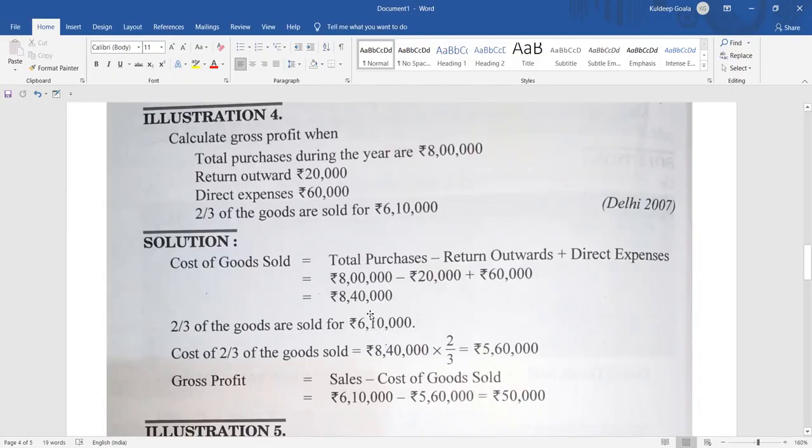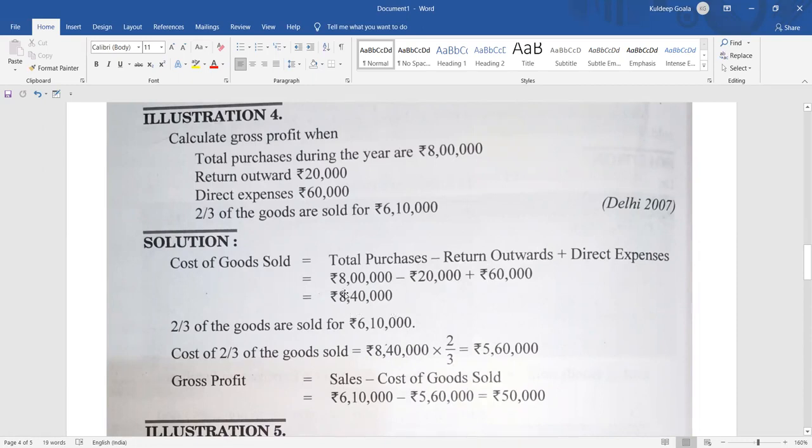So what things are we getting? Purchases and direct expenses. So cost of goods sold equals total purchases minus return, because we have to take the net purchase, plus direct expenses. What is the purchase? 8 lakh minus the return of 20,000 plus the direct expenses of 60,000. The answer comes to 8 lakh 40,000. This is the cost of goods sold.